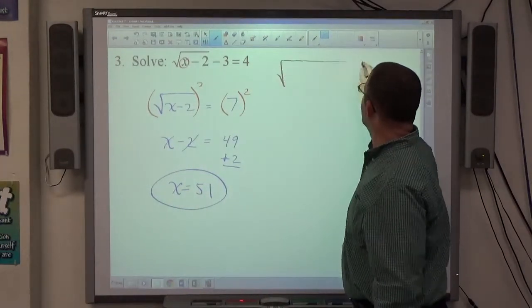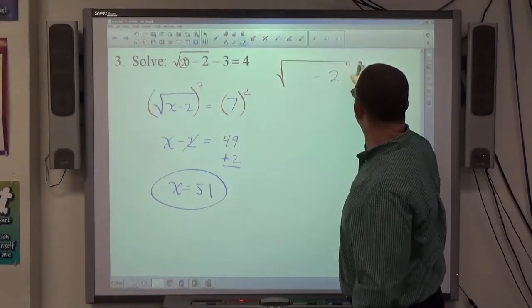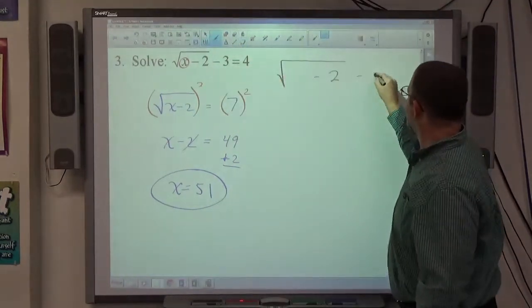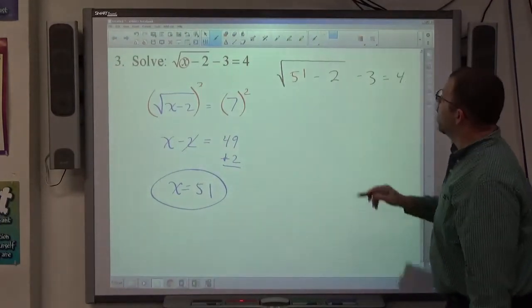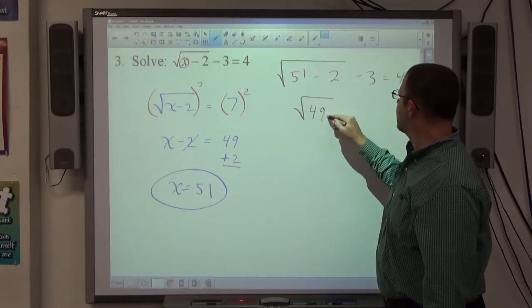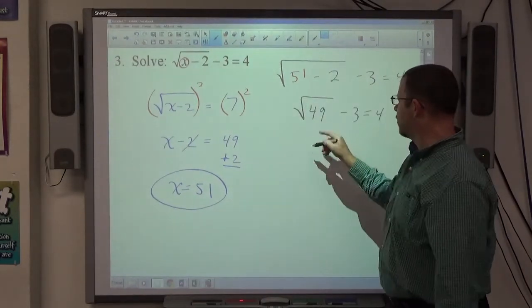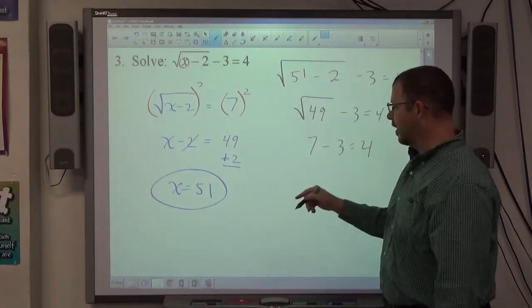So square root of x minus 2 minus 3 is supposed to equal 4. And I'm going to put a 51 in place of the x. And evaluating this, 51 minus 2 is 49. 49 square root is 7. 7 minus 3 equals 4 is obviously true, so that's a good answer.